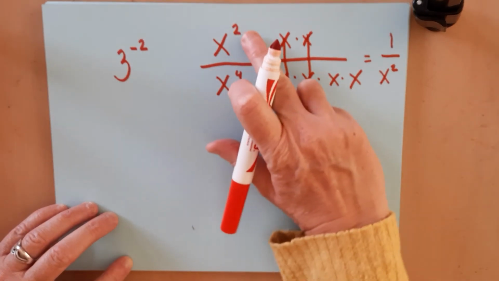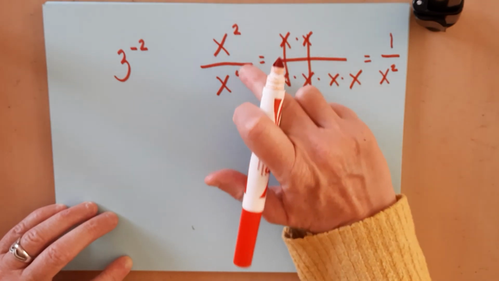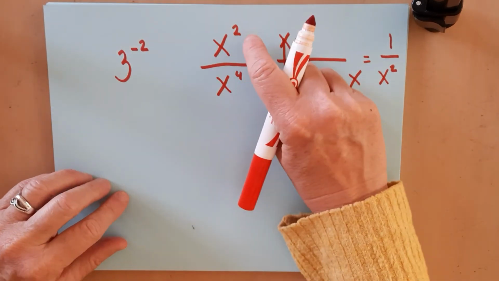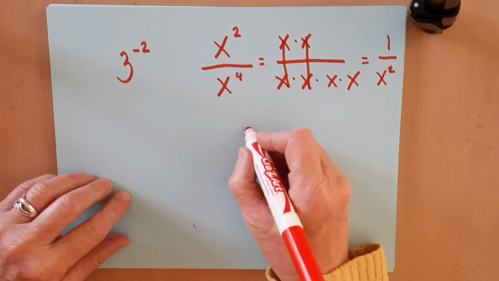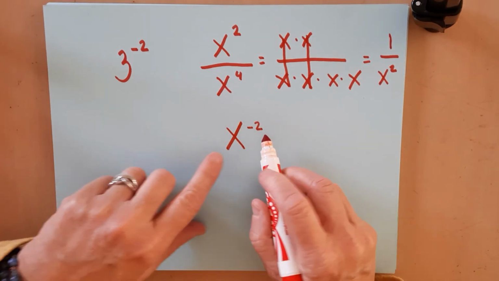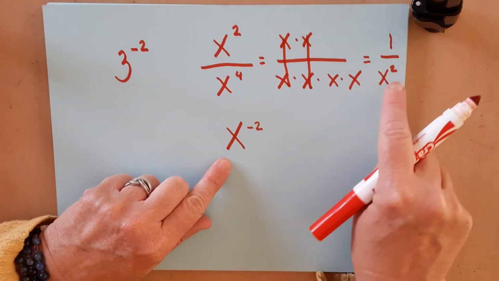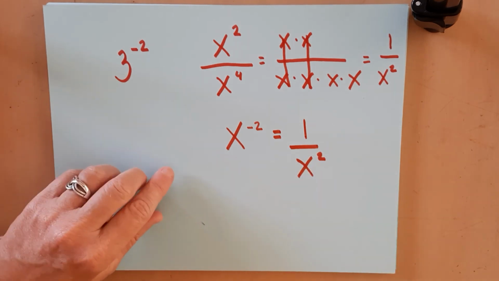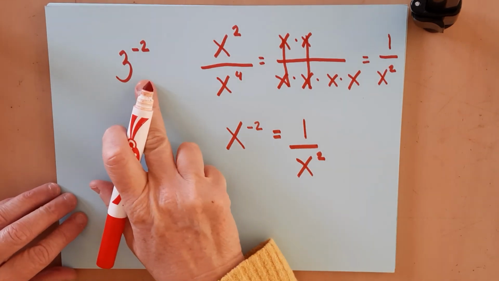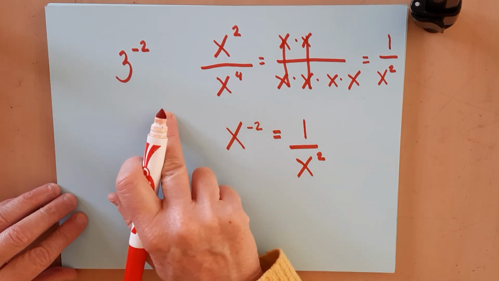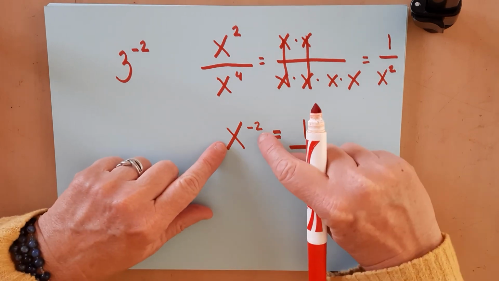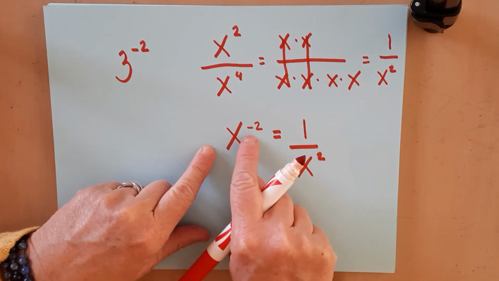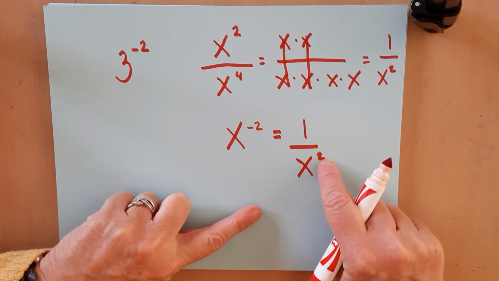So if we remember, we also can solve this problem by subtracting the exponents because the bases are the same. We always start with the top. We always start with the numerator. 2 take away 4 is negative 2. So the answer would be x to the negative 2. And we can see that that equals 1 over x squared. So a negative exponent simply means that you would transport the base to the denominator and take away the negative sign. So x to the negative 2nd power becomes 1 over x squared.